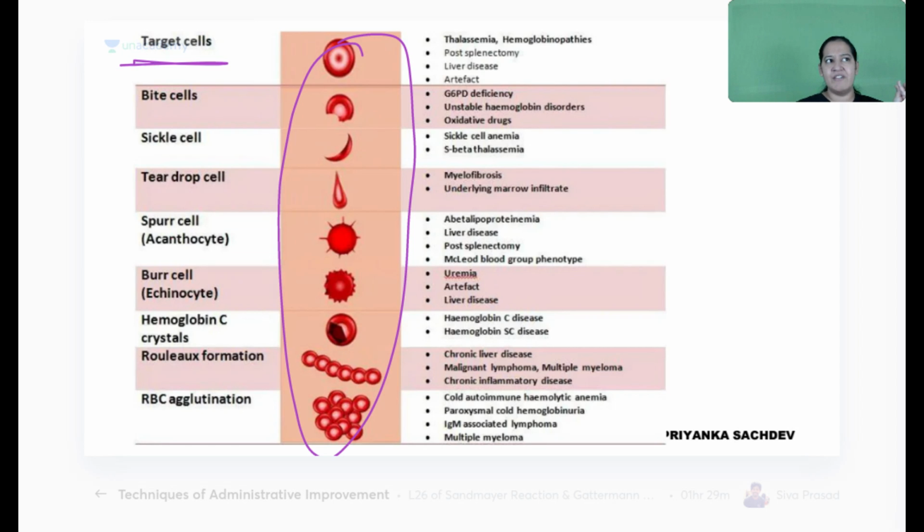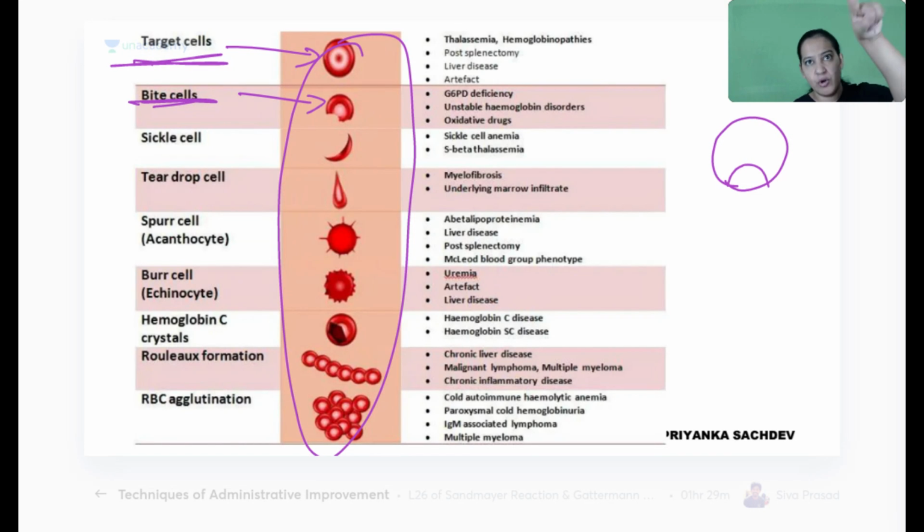You should be able to identify a target cell. See here, you should be able to identify a bite cell. You know what a bite cell is? This is a complete cell, as if someone has taken a bite out of it, like from a circular pastry or cake. A bite is taken, so it will look like this. So this is known as a bite cell.